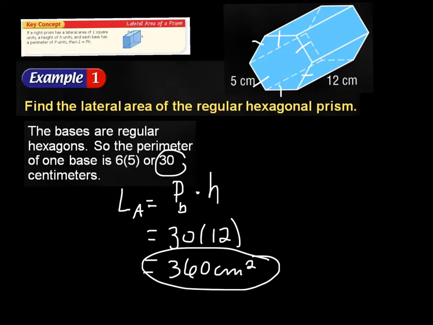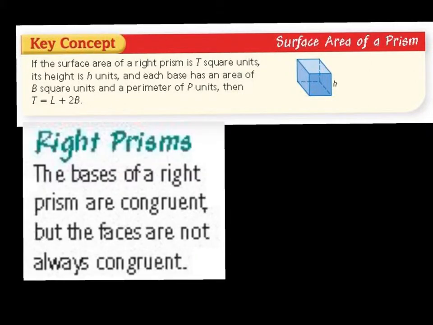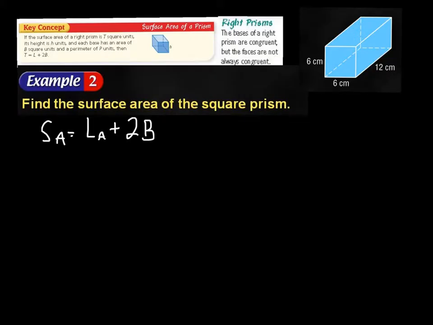If we want to step up and do the entire surface area, all we need to do is add our bases. By nature, the bases have to be congruent, so we just take our lateral area plus 2 areas of our bases. The bases of a right prism are always congruent, but the faces are not necessarily. Just for fun, because this is a rectangular prism, I'm going to do this one two different ways. You can just write down one, but just for fun.